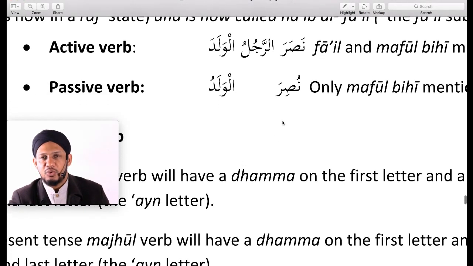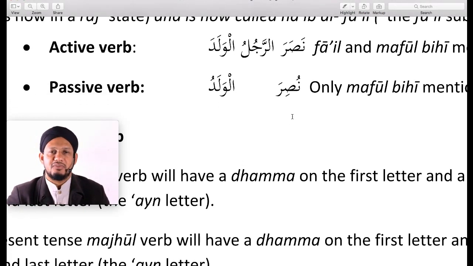If I have a majhul verb, majhul means the doer is not specified. The doer is majhul, is not known. If I have a majhul verb, then I can't find the doer because the doer isn't known. So what happens on the majhul verb, and this is a bit complicated, but just listen carefully inshallah, is that what we normally call the maf'ulun bihi, the one that the action was done upon, that word enters a raf'un state when you have a majhul verb.